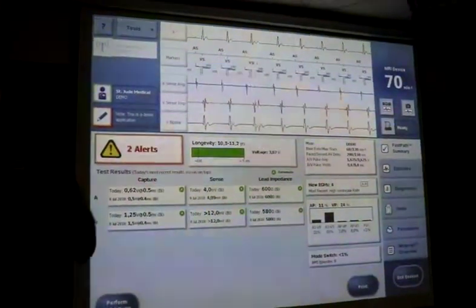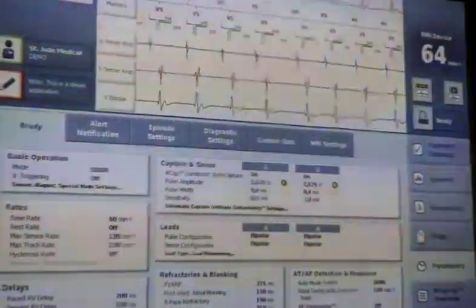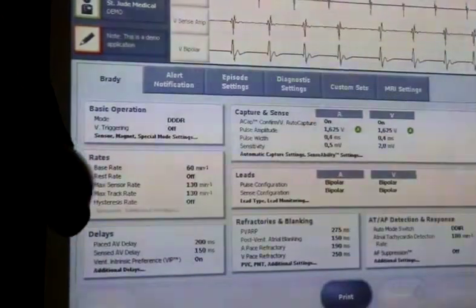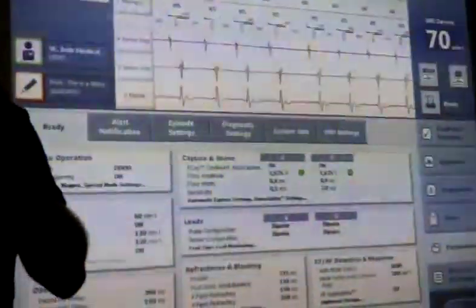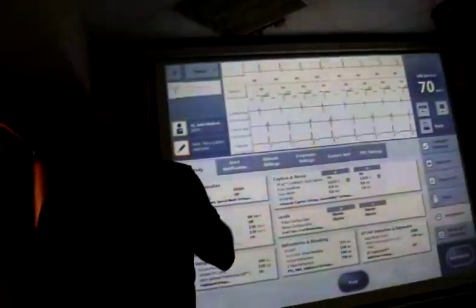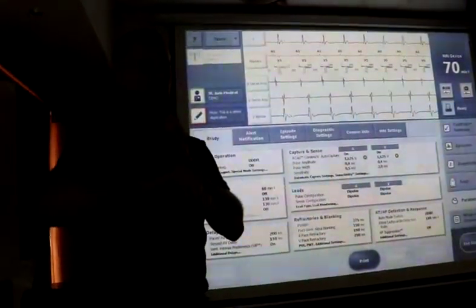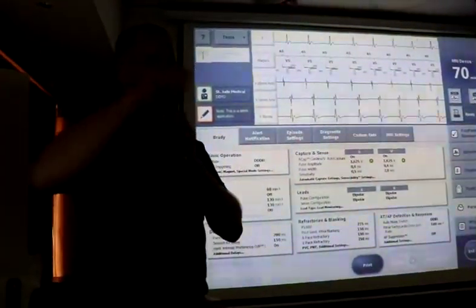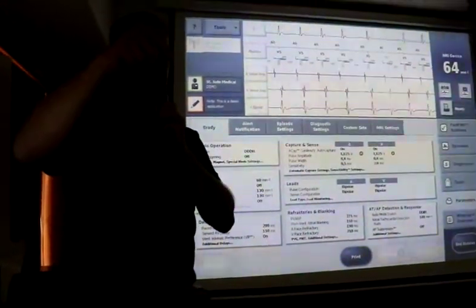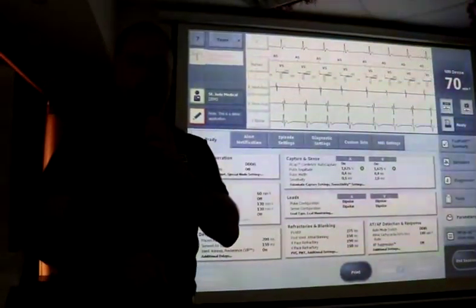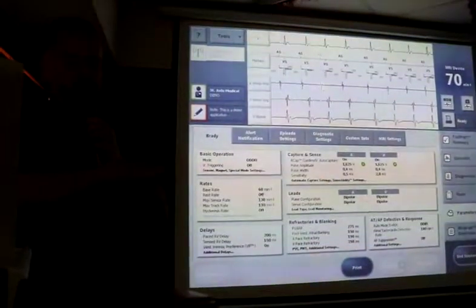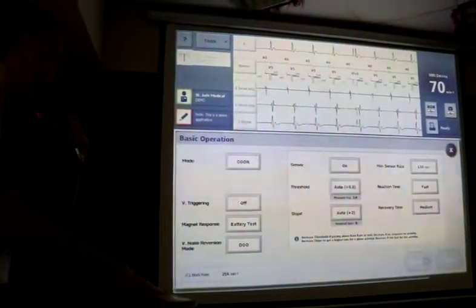This is where we can set this device up for this lady. So remember, we don't know whether this lady's ever going to come back again. She might just run away. Who knows? So we want to set her up perfectly to give her the best possible longevity of her device and best possible clinical outcomes, okay? So we'll start with basic operation over the left-hand side.